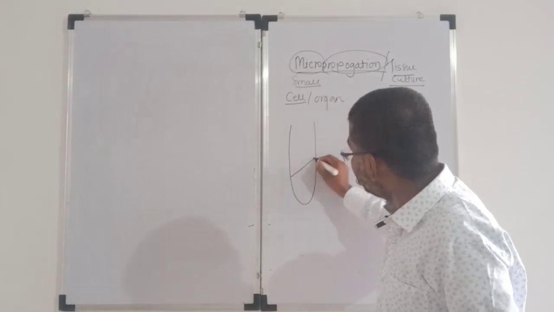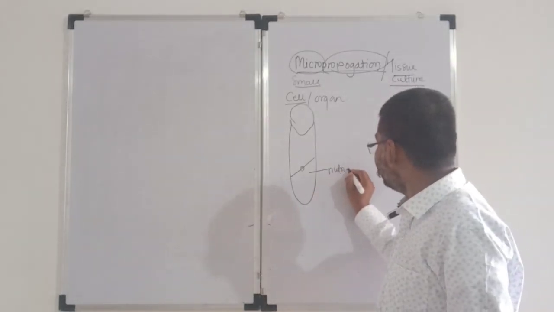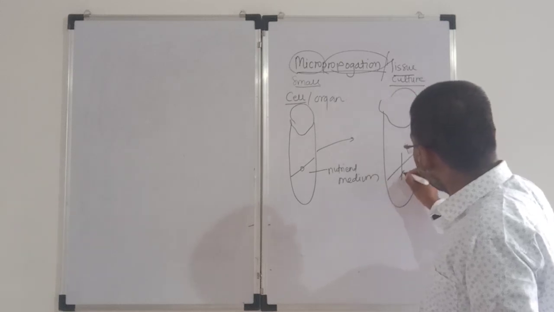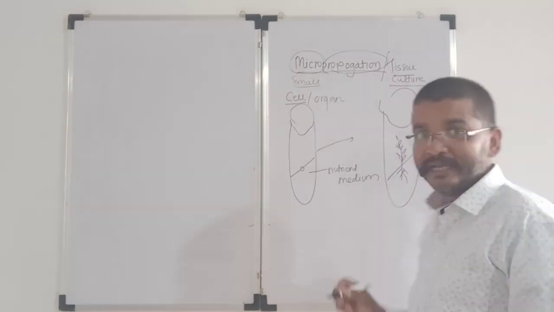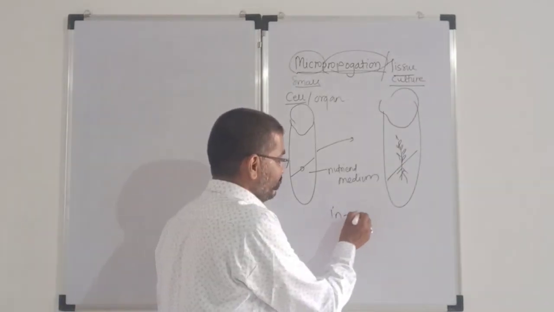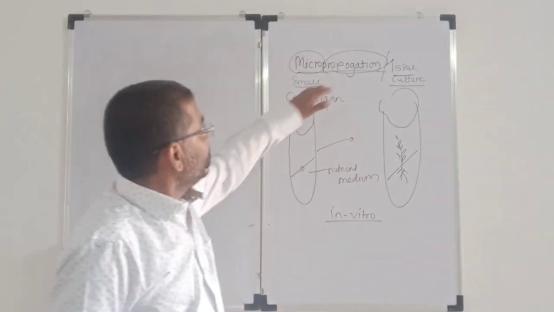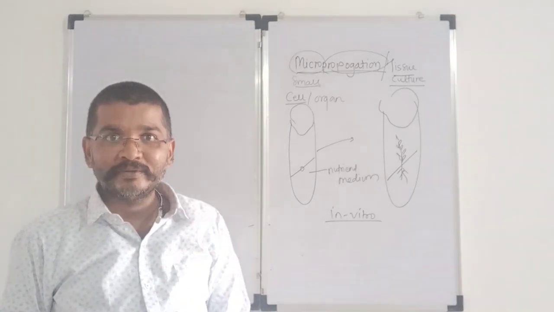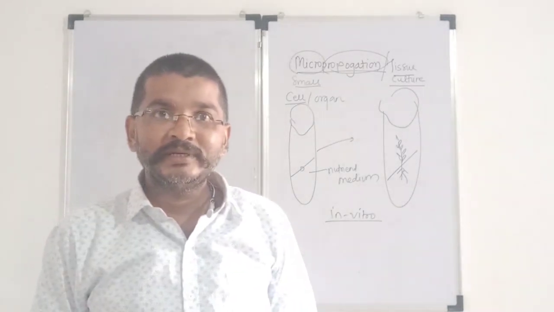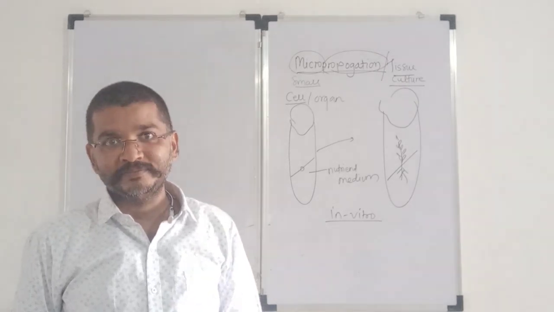Growing a single cell inside a glass test tube or on a petri dish or a conical flask on a nutrient medium to obtain an entire new living organism means the technique of multiplying a growing plant inside a glass test tube. It is an in vitro technique. So that is micropropagation. It is a process of multiplication of plants by growing a single cell or organ on a nutrient medium under aseptic condition inside the lab to produce an entire new living organism. Okay.